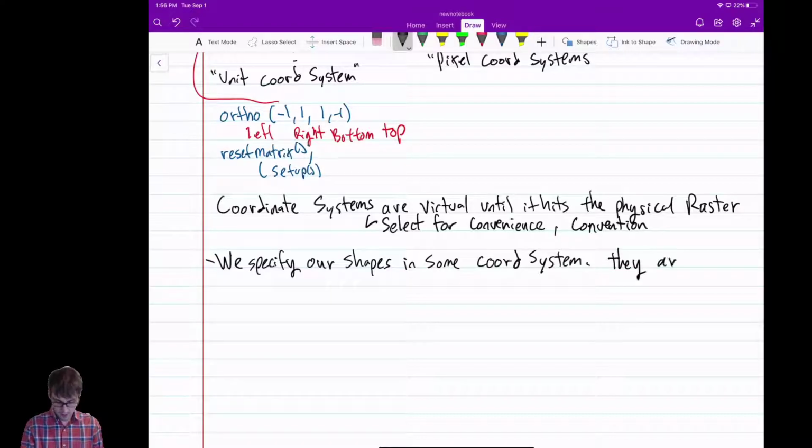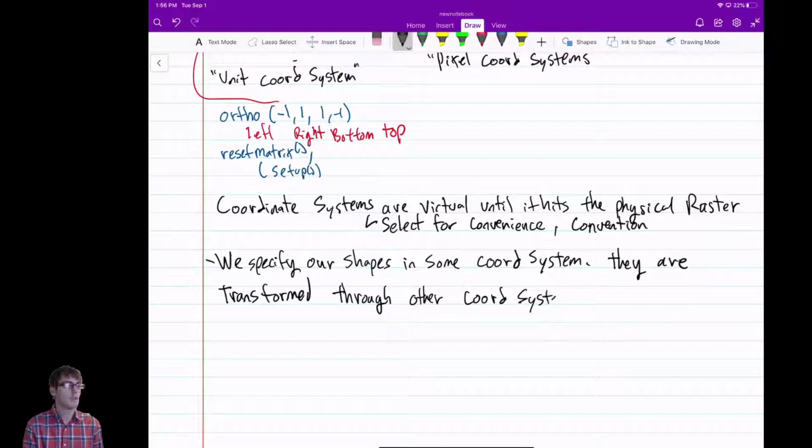They are transformed through other coordinate systems until it reaches the screen.